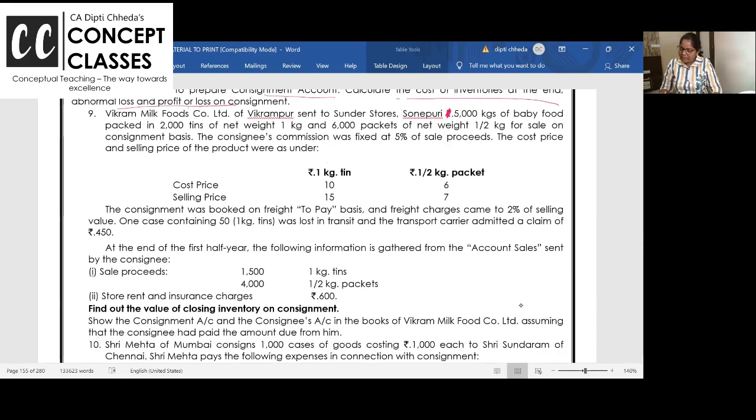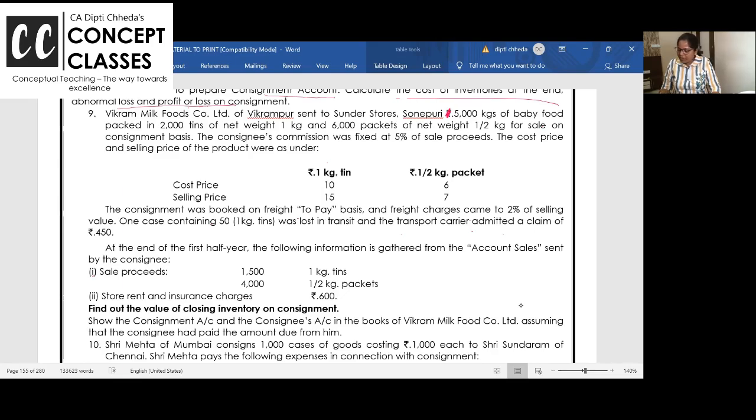For half kg tin and 1 kg tin. Okay. Consignment was booked on freight to pay and freight charges came to 2% on the selling value. Oh, the selling price you have to calculate not only for units actually sold. Whatever consignment is received, on that freight charges are paid at 2%. One case containing 50 was lost in transit and the transport carrier admitted the claim.